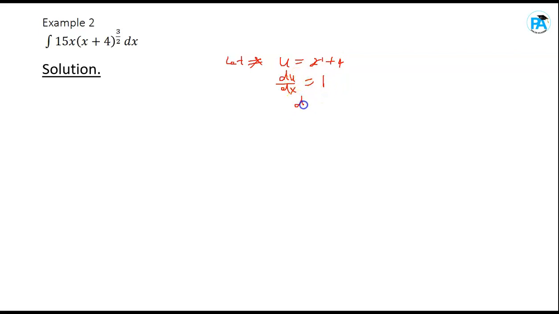If you make dx the subject, you get dx to be equal to du. Are you following? When you cross multiply, you get dx equal to du. So if dx is equal to du, then you can substitute that. Then you have the integral of 15x multiplying u exponent 3 over 2 du.